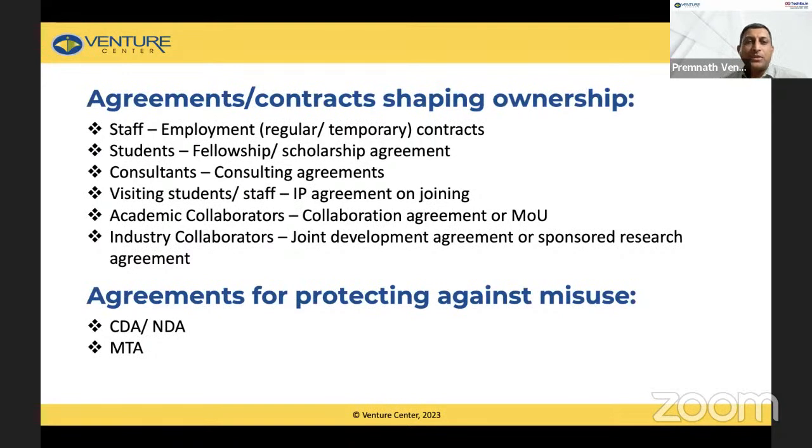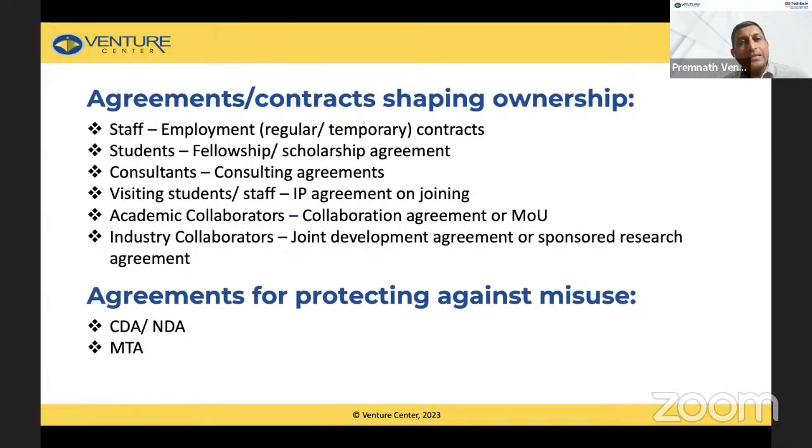The first and most important one is what every staff or employee signs, which is the employment contract. The employment contract, be it regular or temporary, has IP clauses. If they don't have them, you should be putting them into your organization's employment contracts. IP clauses should be there.